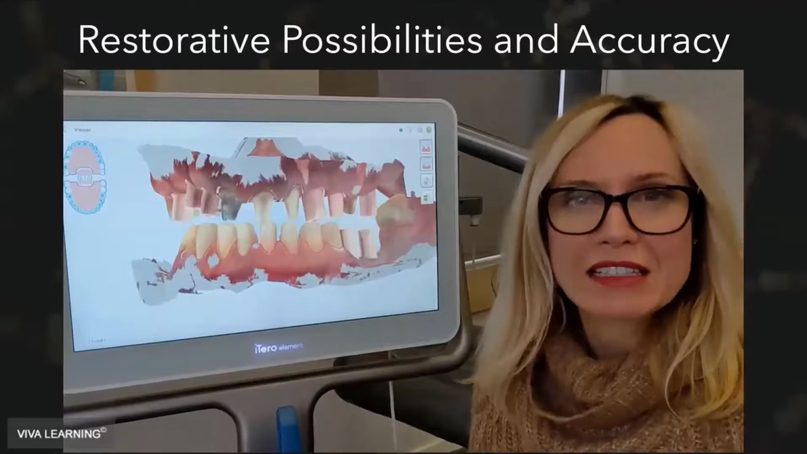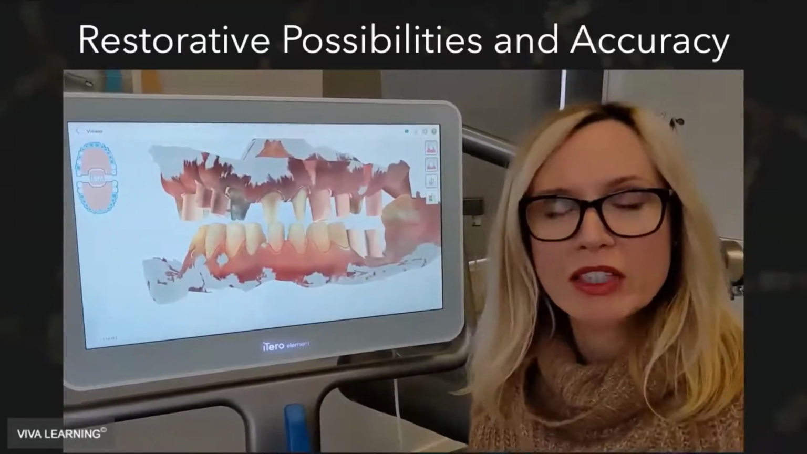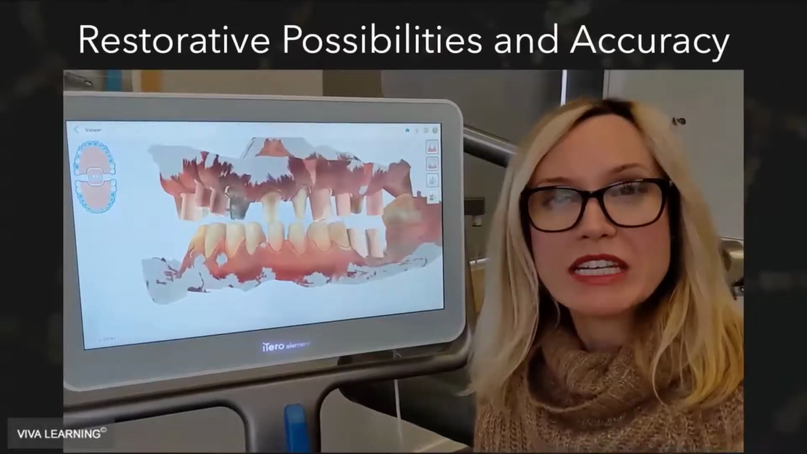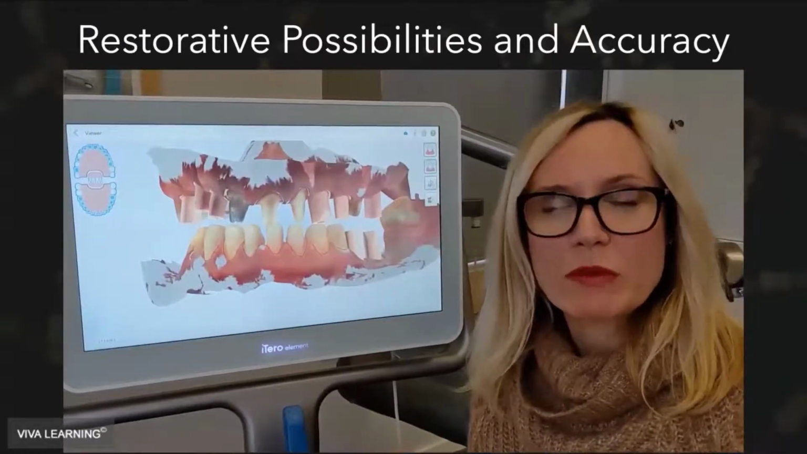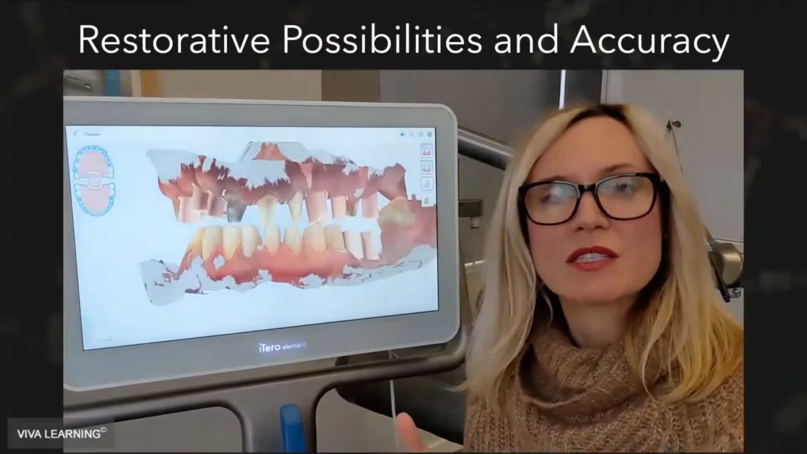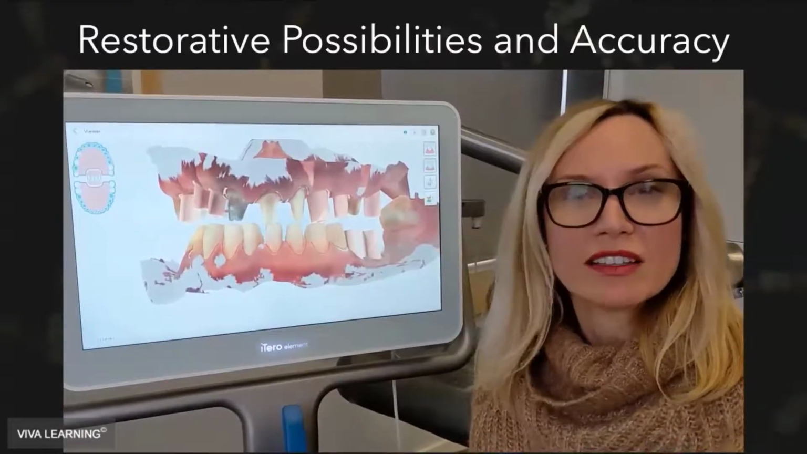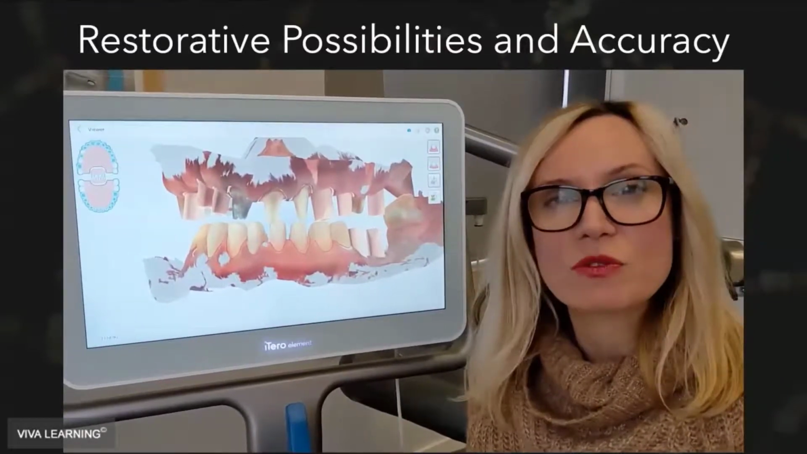So this is a case that we did a few years ago now, but it has always stood out in my mind as a total game changer. I would not have been able to perform the dentistry that I did that day without the scanner, especially because the patient was really nervous and she had a lot of anxiety as it was. Even on Ativan, she was fairly nervous.